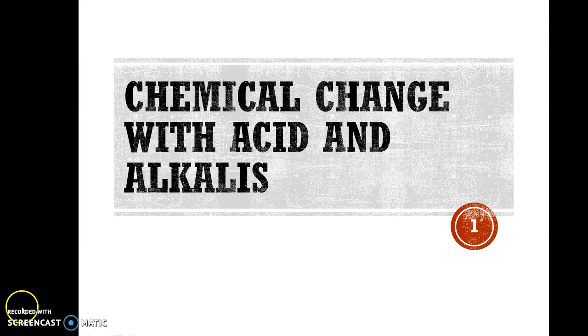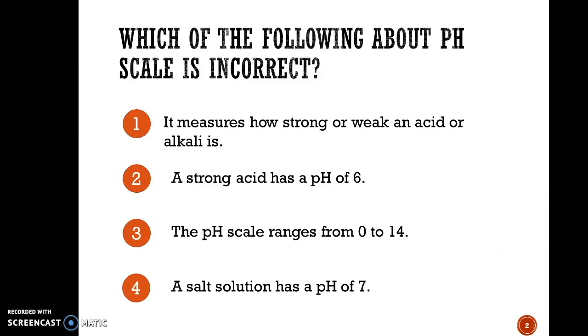Now move on to the lesson objective for today. I'll get everyone to turn to page 79 of your CAB. Now I'm going to start off the lesson. Which of the following about the pH scale is incorrect? Try to recap and see what you have learned from yesterday about the pH scale.